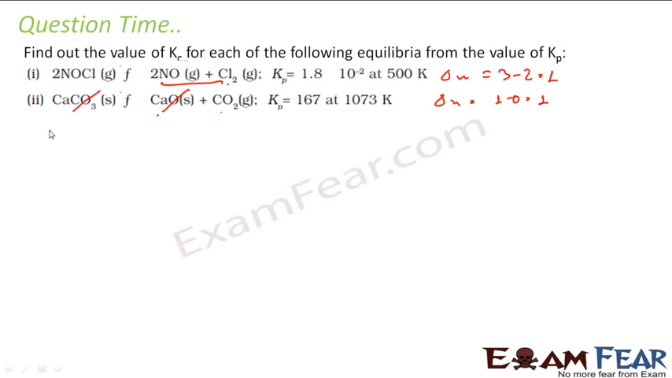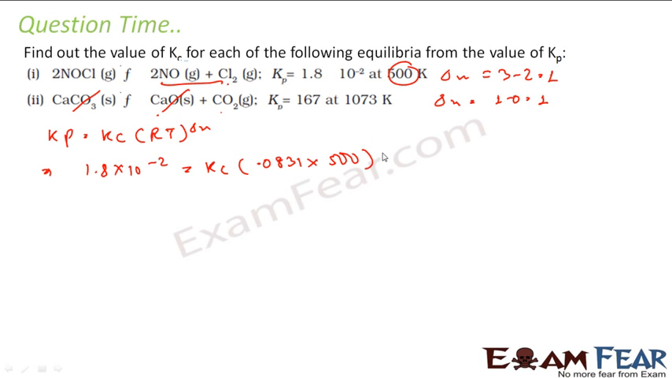The first one, we have the formula Kp is equal to Kc RT to the power delta n. We know the value of Kp, that is 1.8 into 10 to the power minus 2, is equal to Kc into R. R is 0.0831. T is 500 Kelvin. Delta n is 1. You solve this, you get Kc as 4.33 into 10 to the power minus 4. Since Kp didn't have any unit, we will not give any unit to Kc also.